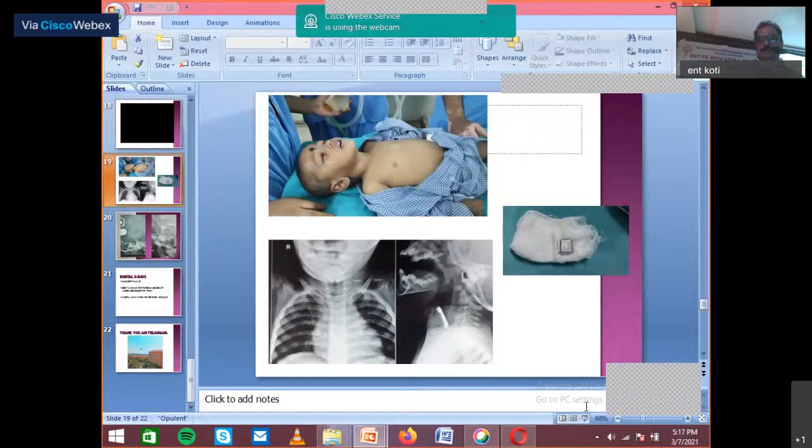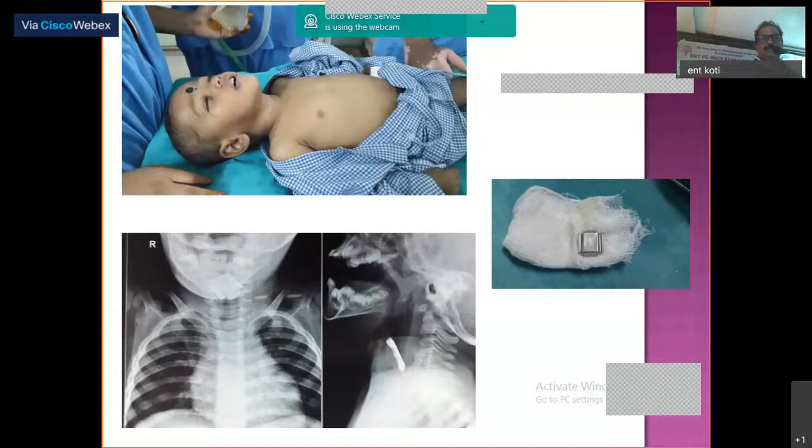This was another foreign body. This they wear over the neck, a small sleeve. It was stuck in the supraglottis. You can see it stuck in the supraglottis here. Here you can see the shadow of the foreign body. Right.